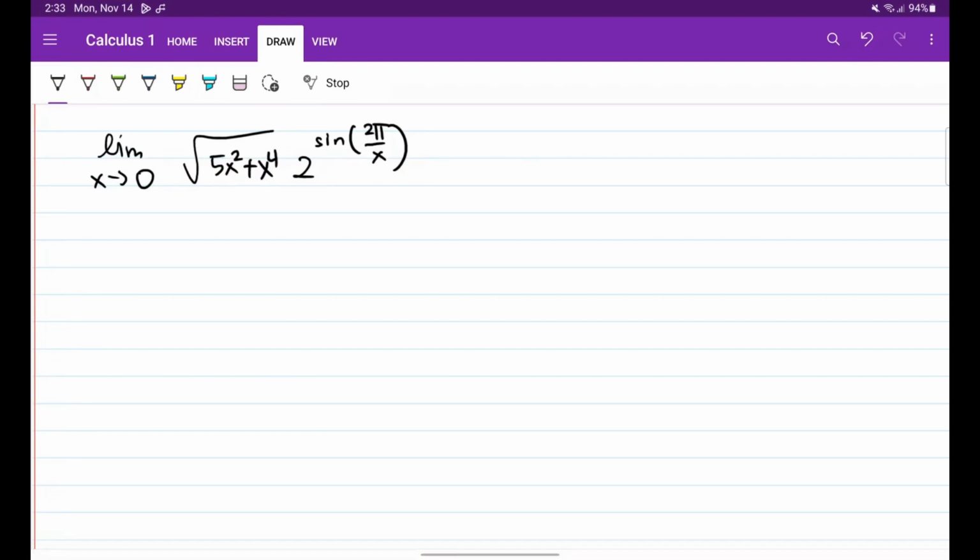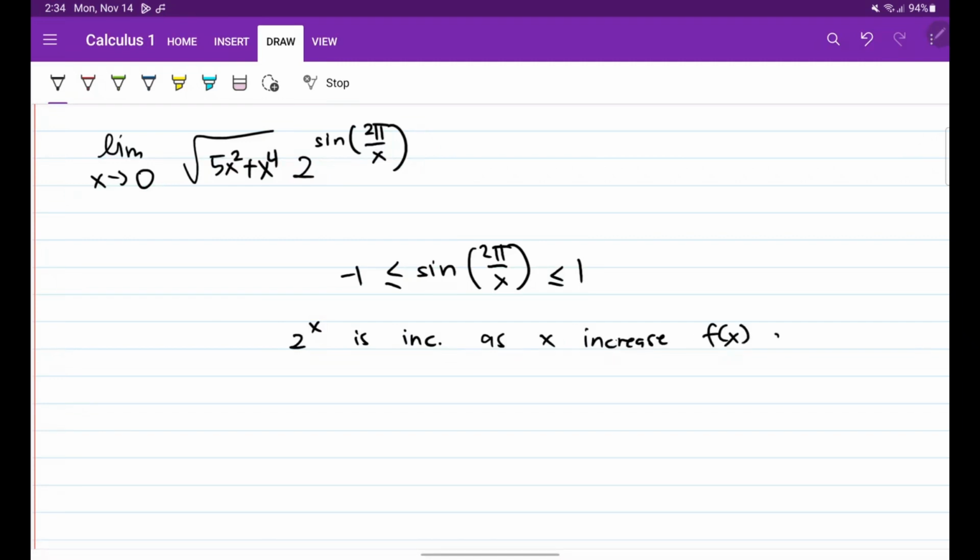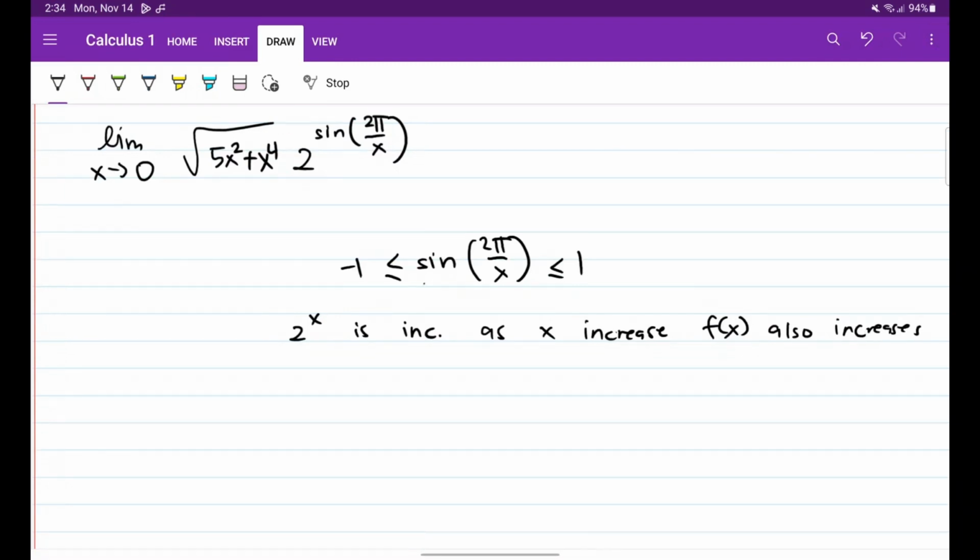So, first things first, sabi natin yung steps natin. Step 1 is to get the expression with known bounds. No? So alam natin na sine 2 pi over x is just from negative 1 to 1. Tama? Tapos alam natin na f of x, so 2 to the x, is increasing function, meaning that as x increases, f of x also increases. Tama? So, ang pwede natin gawin is gawin natin 2 sine 2 pi over x to.